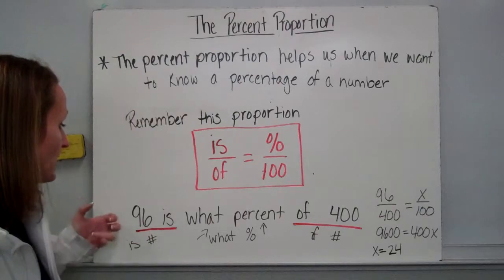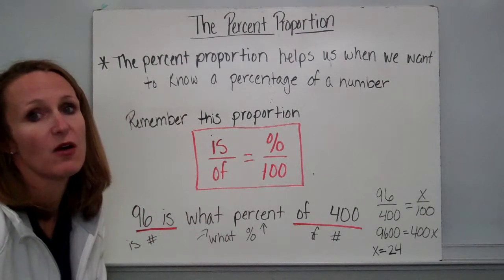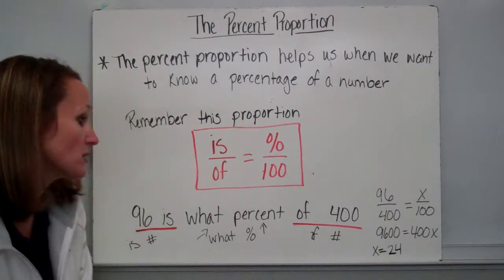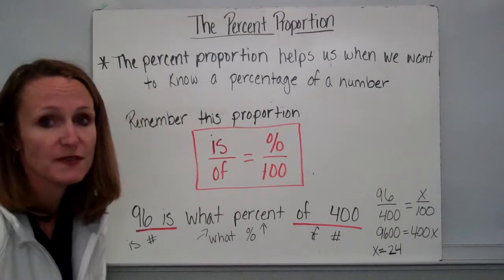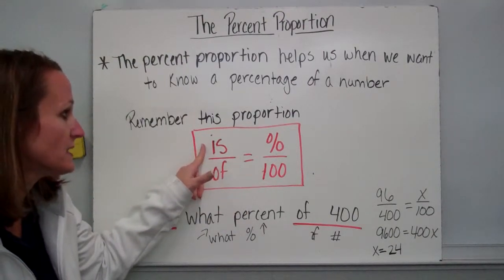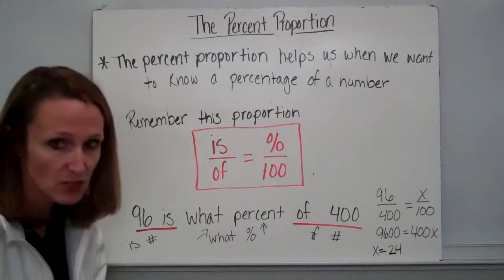So let's say we have 96 is what percent of 400? That's how a question might be worded when we're going to deal with the percent proportion. The hardest part about using a percent proportion is you have to figure out what goes where. You have to determine what goes where the is, what goes where the of is, what goes where the percent is. The 100 is always going to be there.